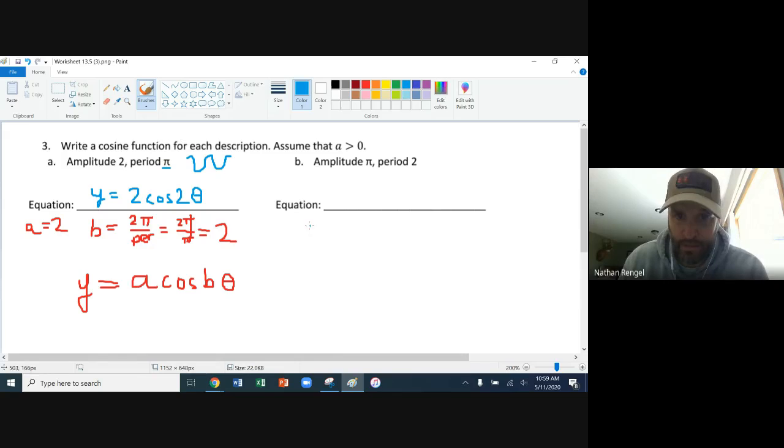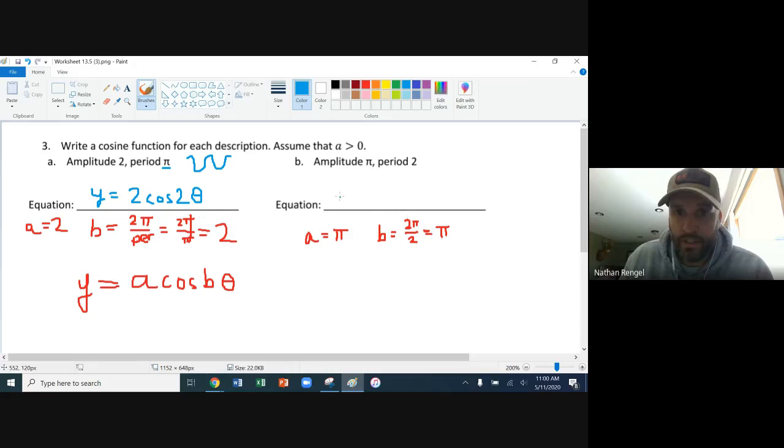On to part B, our amplitude is pi. Interesting. That is okay though. We can have a pi as our amplitude. And then our B is the other thing that we're worried about. B is going to be 2 pi over 2, because 2 pi over the period is going to equal my B. The 2's are going to cancel out. B is also going to be pi.